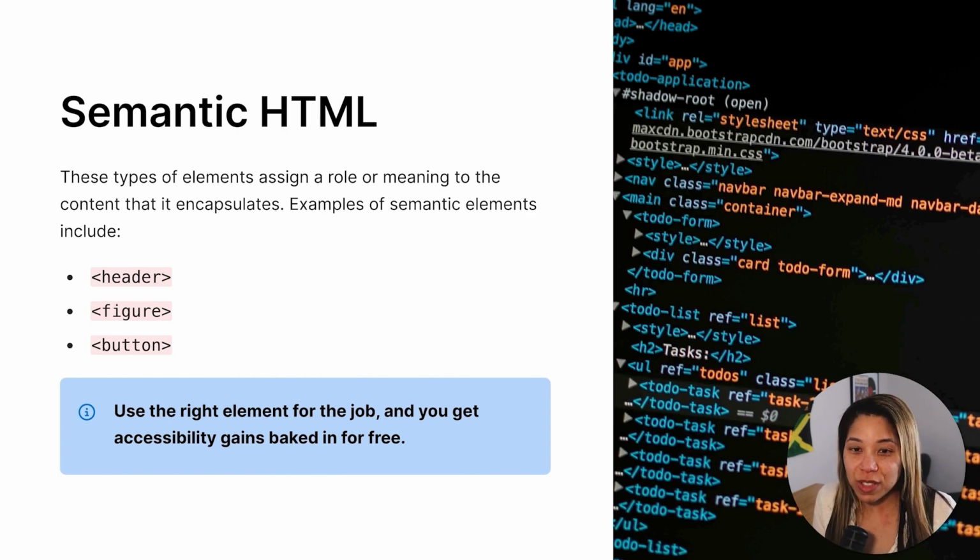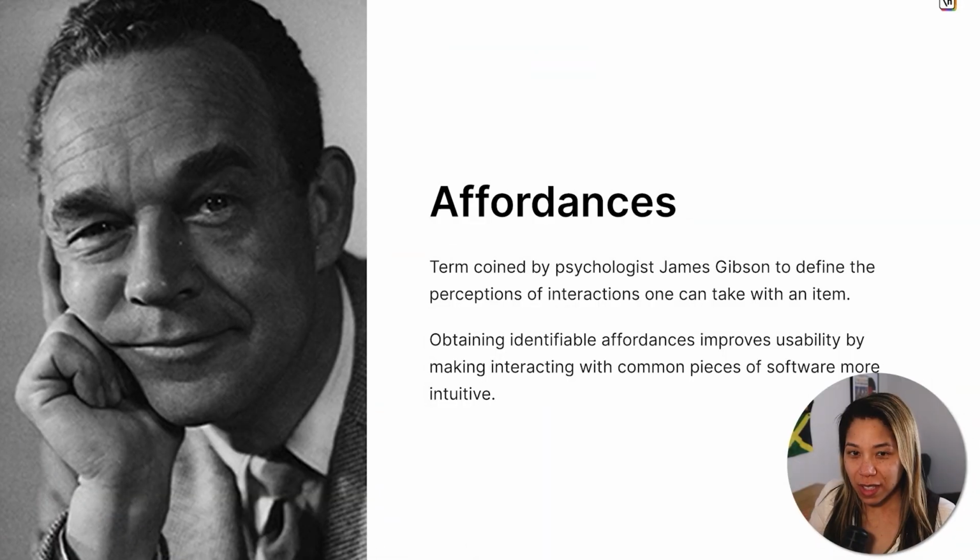And even if it's more work to undo CSS, it's always worth it because the accessibility gains you get make it worthwhile. Technical affordances are the perceptions of interactions one can take with a piece of technology or software. This term can be applied to both the physical and digital realms. It's a term coined by psychologist James Gibson. Obtaining identifiable affordances improves usability by making interacting with common pieces of software more intuitive.